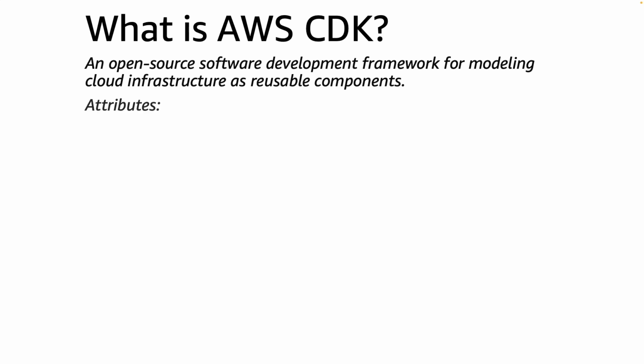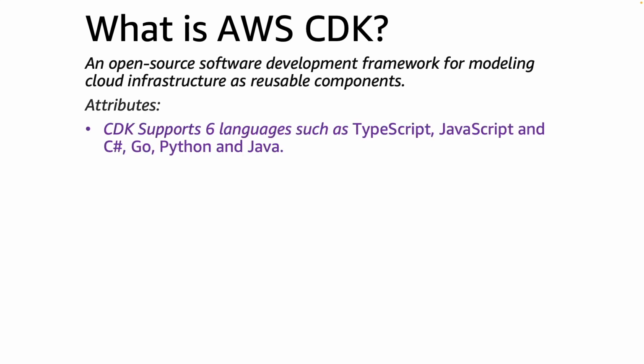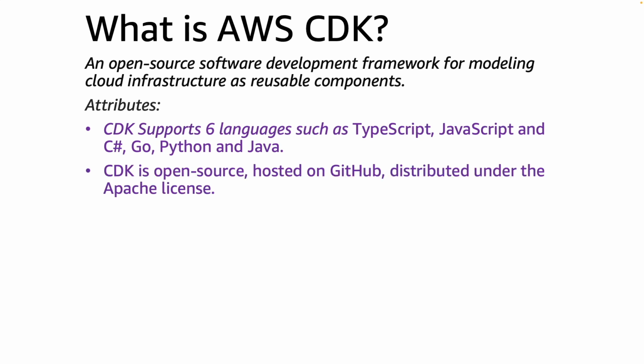Now let's understand the attributes of AWS CDK. The first is multi-language support. Second, CDK is open source. What that means is you can contribute to the project. If you think that CDK is missing any feature, you can go to the GitHub repository and either fix the bug or contribute and launch new features. If you think that some of the resources are not supported, you can go and add the feature that you're looking for.